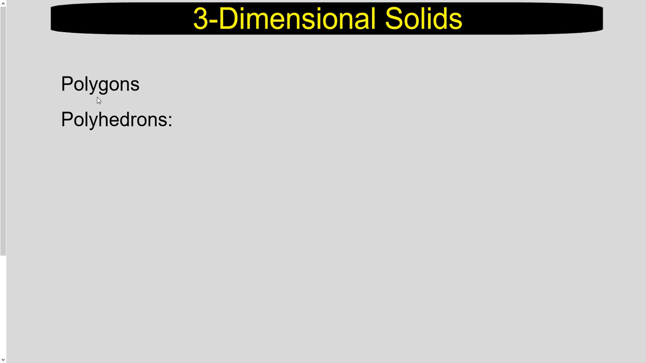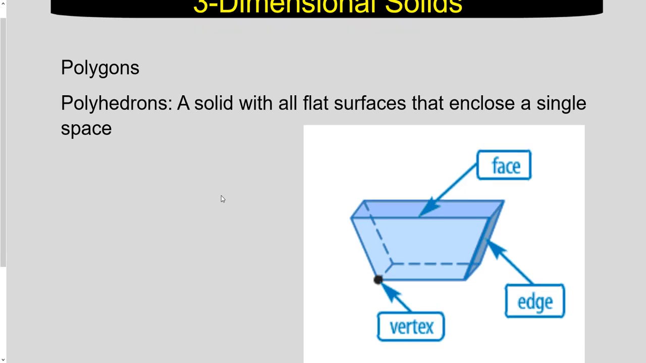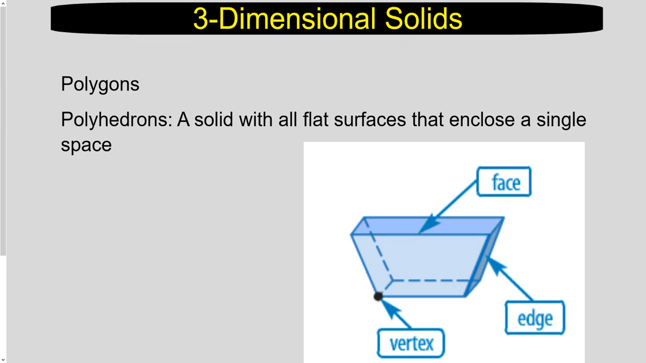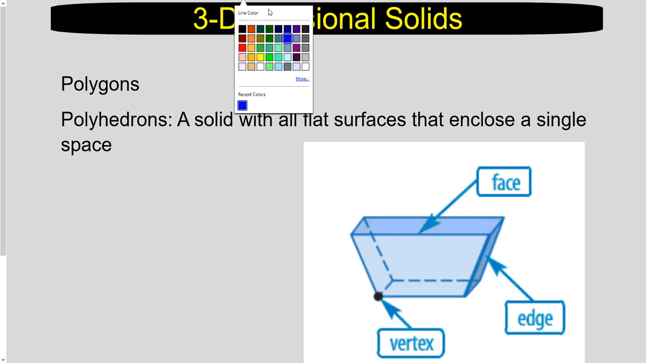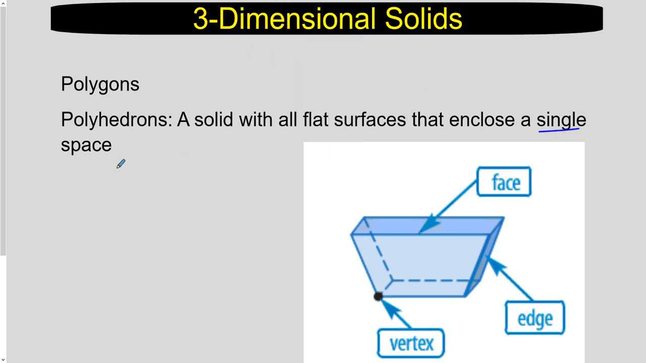In the three-dimensional world, that translates to what we would call polyhedrons. A polyhedron is a solid with all flat surfaces that enclose a single space. Okay, so you can see a lot of parallels here between polygons and polyhedra, or polyhedrons. And the first is that they enclose a single space, right? So there's only one space inside. It's not divided into two.